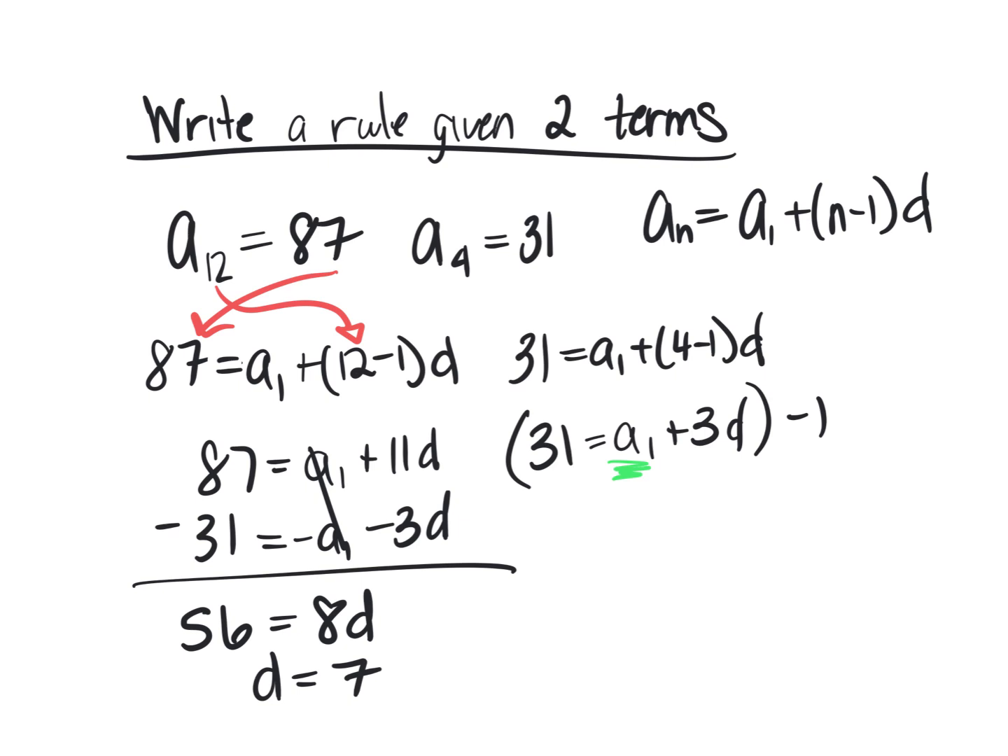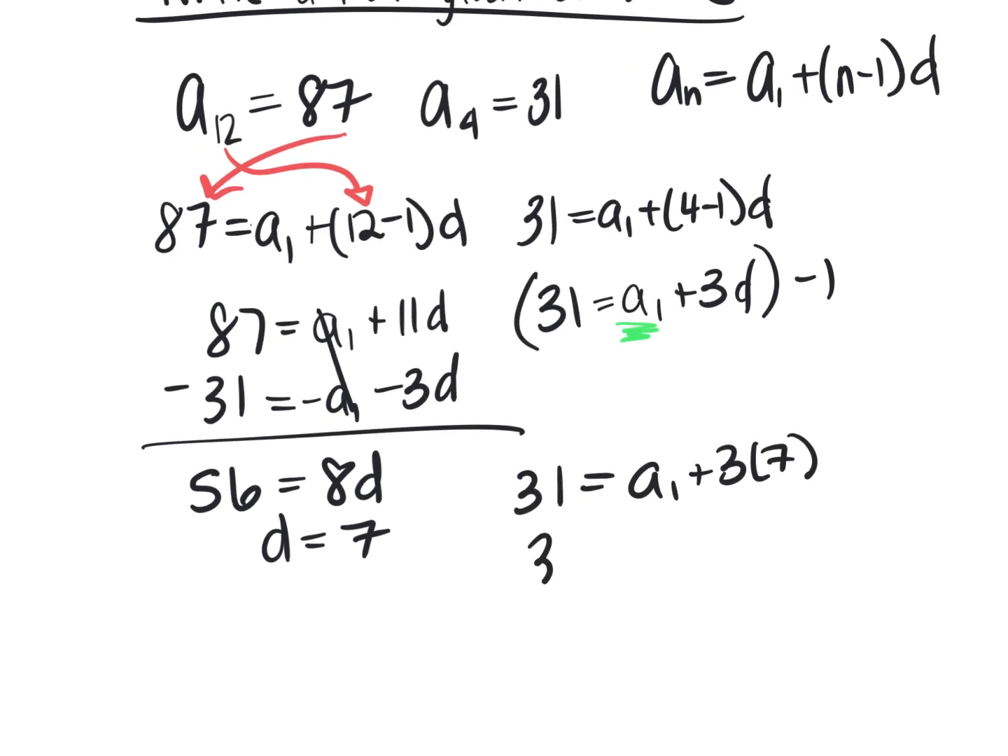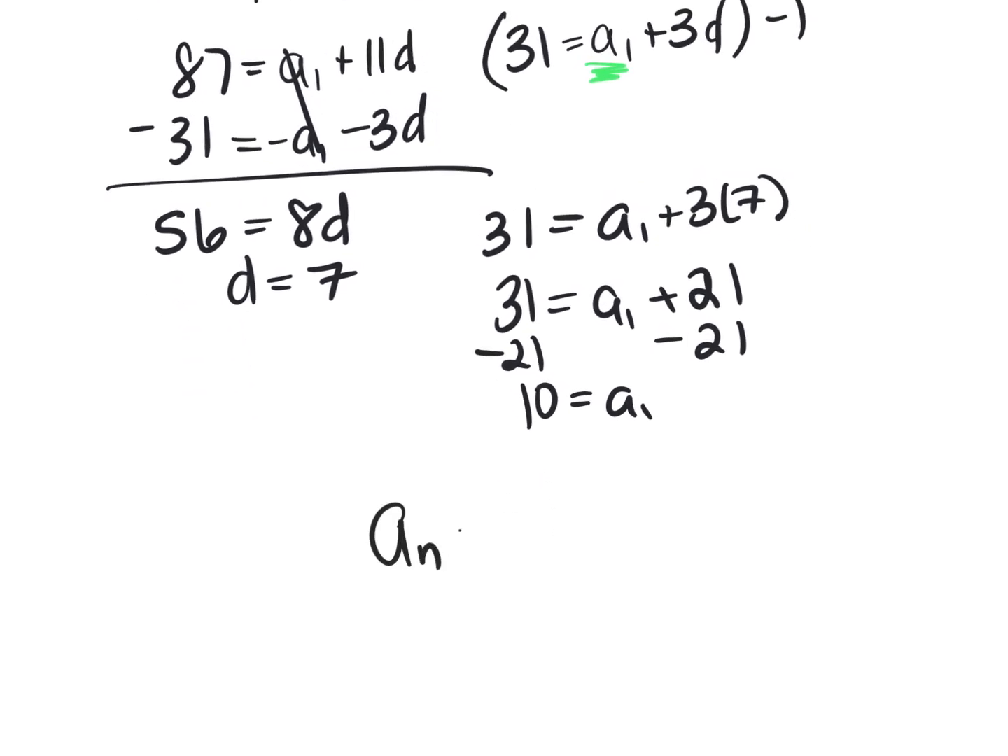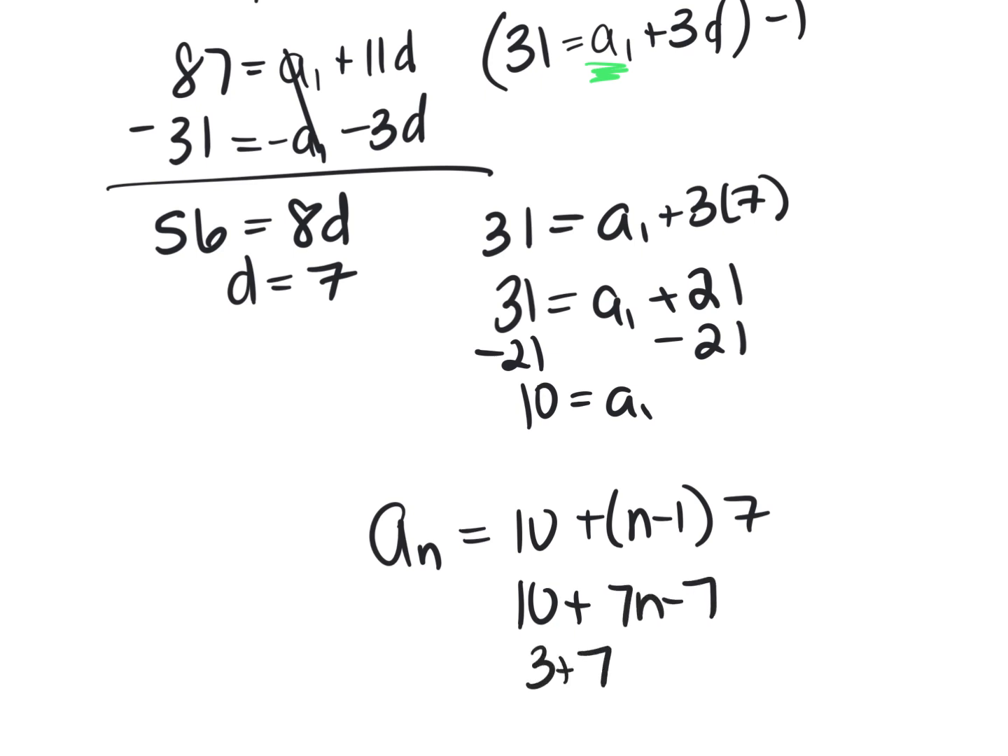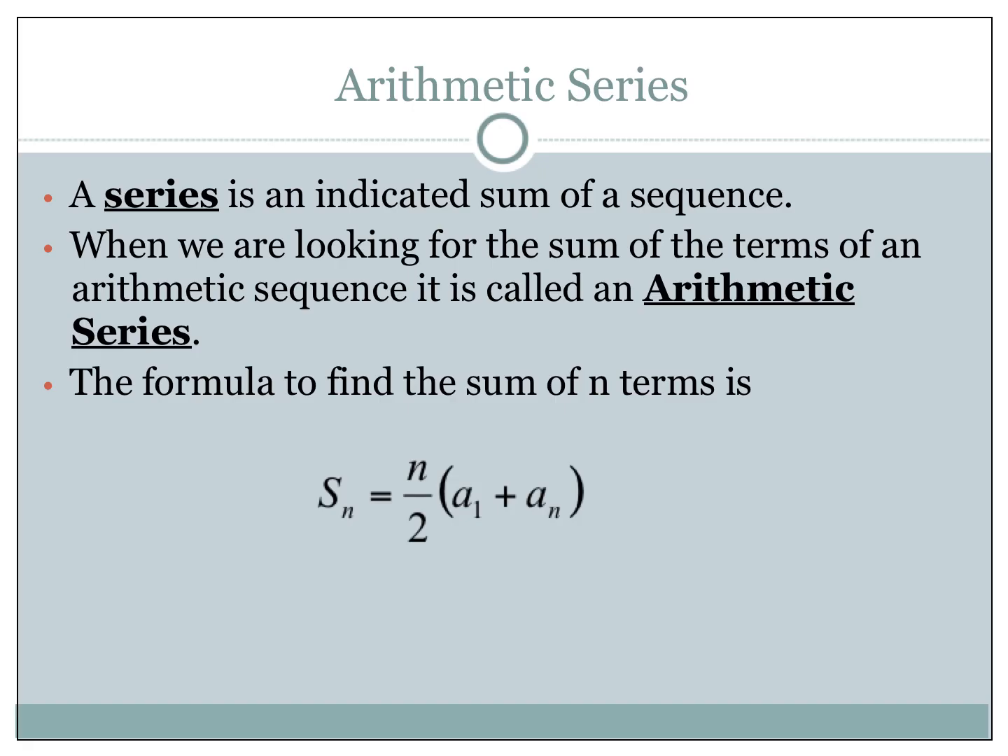Now I know D. I can plug it into either of my 2 equations. 31 equals A1 plus 3 times 7. 31 equals A1 plus 21. Minus 21. 10 equals A1. And then I can write my rule. AN equals 10 plus n minus 1 times 7. I found my D was 7. 10 plus 7n minus 7. 3 plus 7n equals my AN.